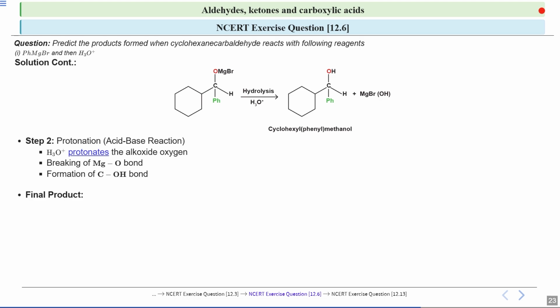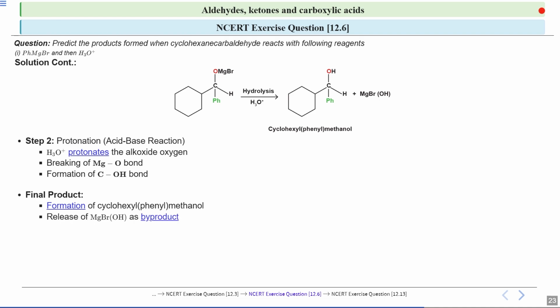So we'll see the final outcome of this product. Here there is formation of cyclohexyl phenyl methanol, and this compound has both a cyclohexyl and a phenyl group attached to the central carbon, along with an OH group. This is how we have seen an example of how Grignard reagents can build more complex molecules.